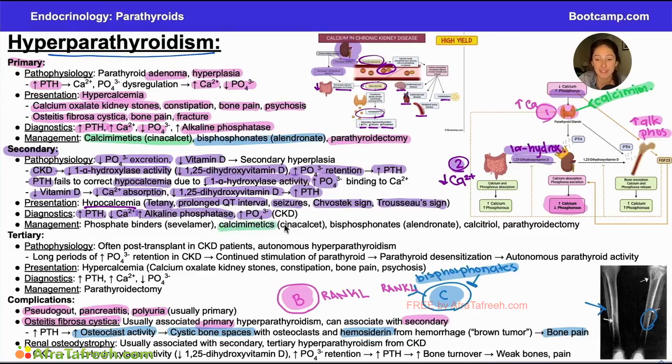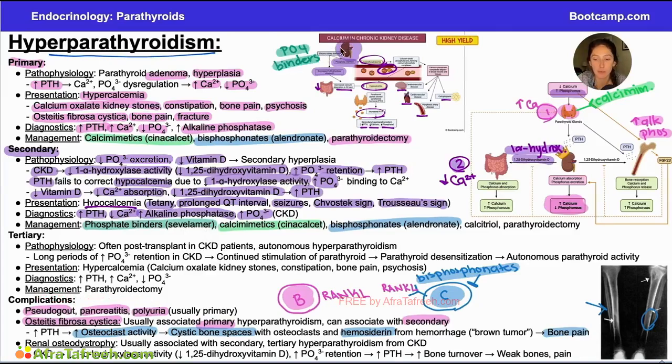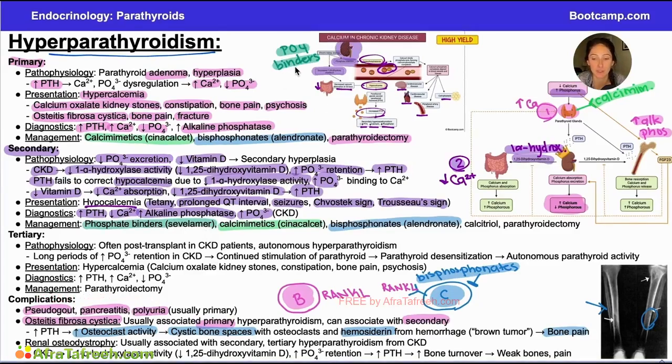Our management here, in addition to our calcium mimetics, which we already talked about, as well as our bisphosphonates, is also going to include these phosphate binders like sevelamer, and that should make sense, right? Because one of the main problems here is that our kidney is unable to excrete this phosphate. So if we are able to bind some of that phosphate and decrease the phosphate level in our serum, then we are going to have less stimulation for our parathyroid gland to make more parathyroid hormone, and that's why this is helpful in CKD, although it may not be as helpful in primary hyperparathyroidism where we don't have that phosphate problem.